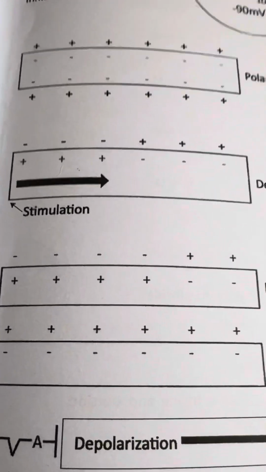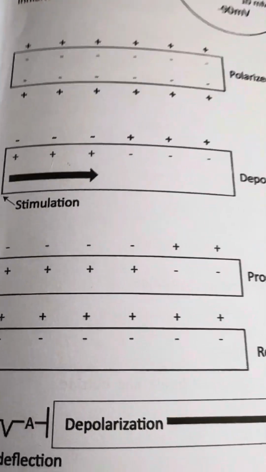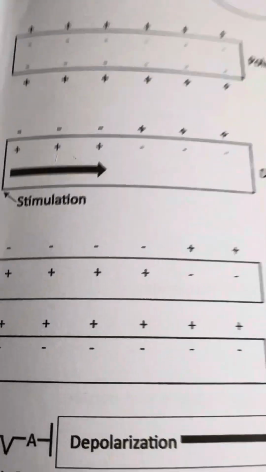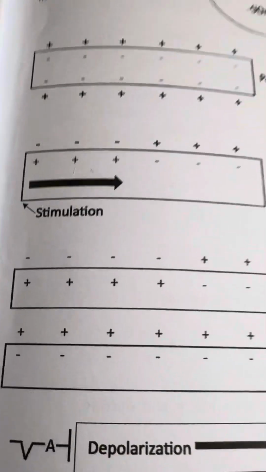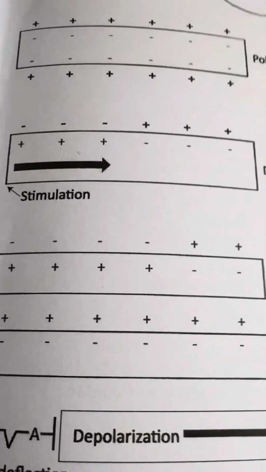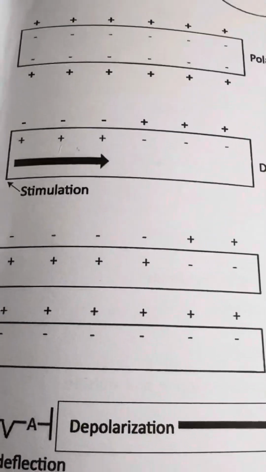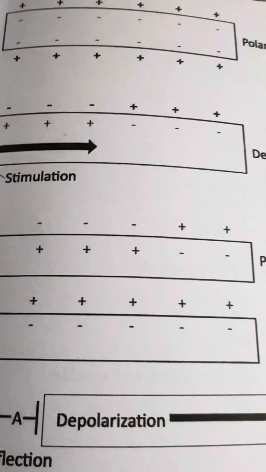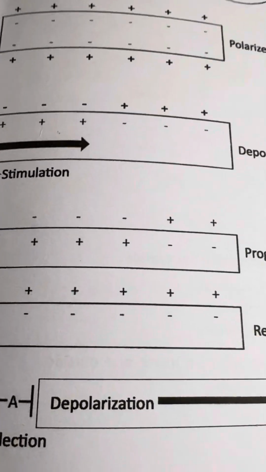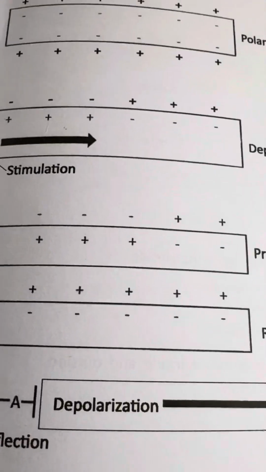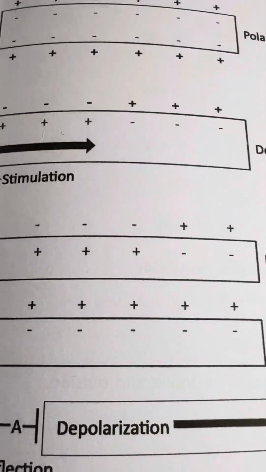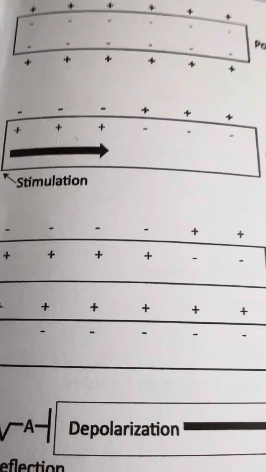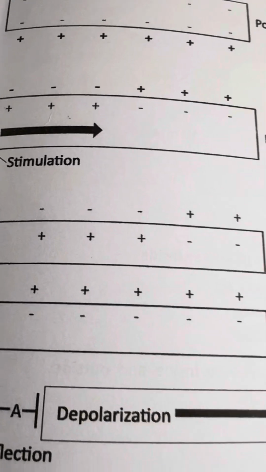Now this creates a dipole, and then the adjacent part will change, and again the adjacent part, again the adjacent. This way the impulse travels. The dark arrow shows the direction of the impulse. As the impulse travels, through the distance it becomes negative outside, positive inside. This state is known as the depolarized state. Depolarized means just opposite of normal, that is, outside will become negative and inside will be positive.